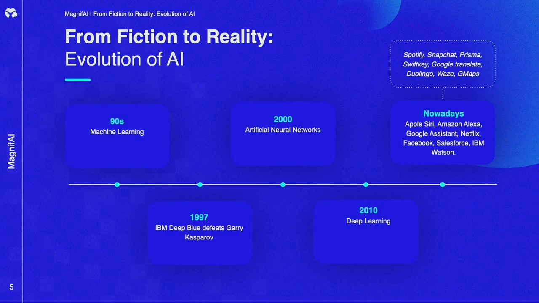Then we developed a huge amount of good work around neural networks in the 90s and the early 2000s. And in 2010, deep learning became a dominant force in the area. Now we have Siri, Alexa, Google Assistant, Netflix, Facebook, everything. All the most popular applications that we are using today are somehow leveraging AI.